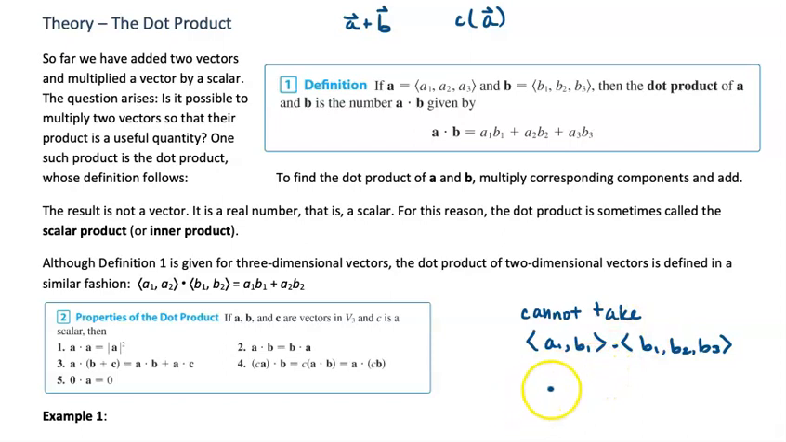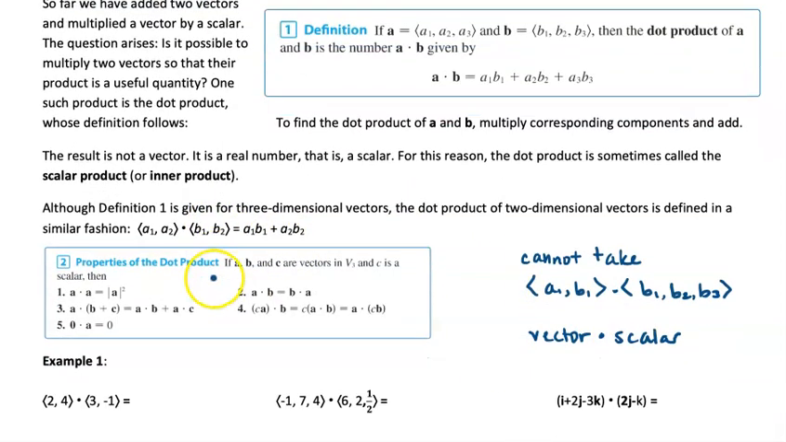We also cannot take the dot product of a vector times a scalar. Notice that we can multiply a vector times a scalar. We can absolutely do that, and we talked about that last week. We can multiply some C by a vector. However, we cannot take the dot product of a vector and a scalar. So the dot product is just a little bit different than multiplying.